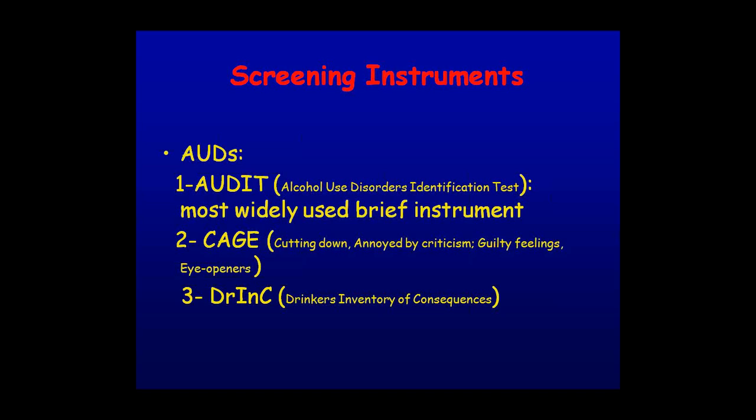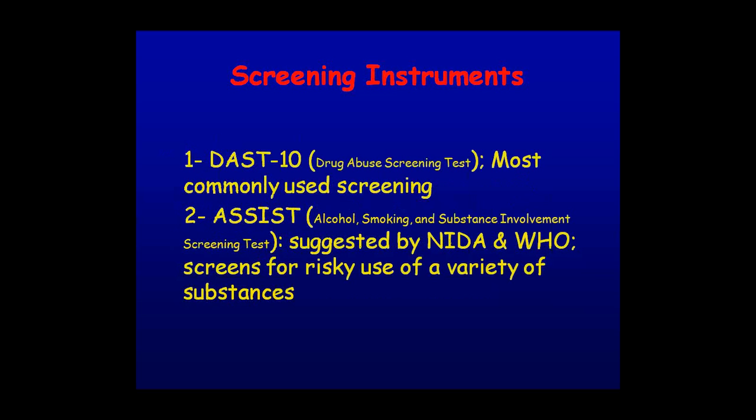And also, if you want to use the abbreviated one, the three-item one, what's called the AUDIT-C, which is really much easier. So when it comes to the screening instruments for substance use disorders, for the drugs, before I move to that, I'm going to give you some sense also about the tobacco, for example.